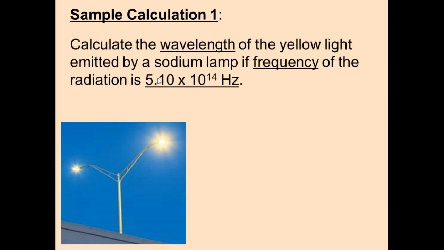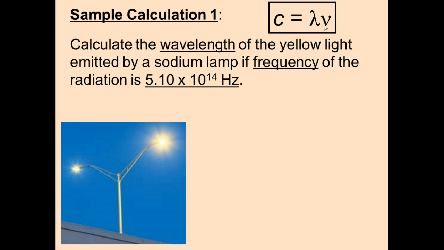And here's example 1. Calculate the wavelength of yellow light emitted by a sodium lamp if the frequency of the radiation is 5.1 times 10 to the 14th hertz. We have to choose which formula to use. First look at what you need. You need wavelength, and there's only one formula with wavelength, the other one doesn't have it. So if you ever see wavelength, it's always this first formula, c equals wavelength times frequency.